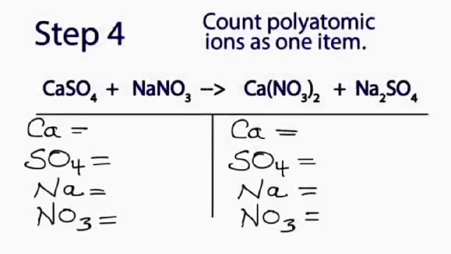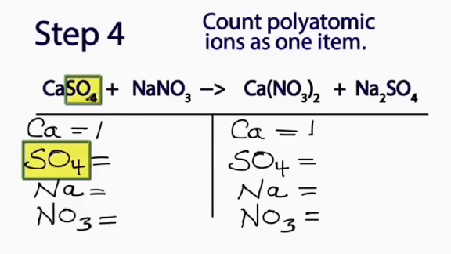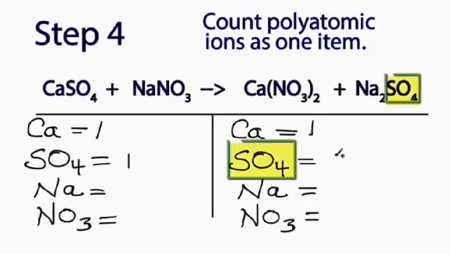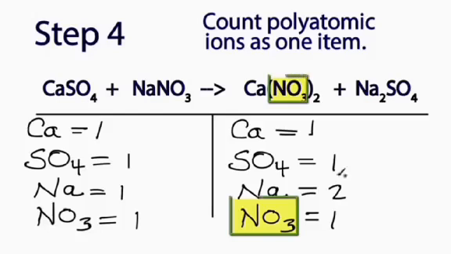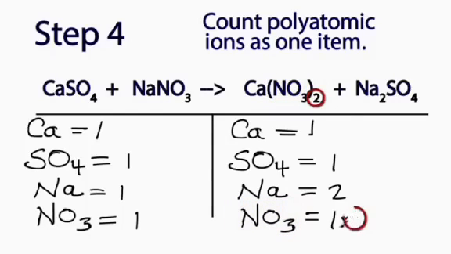So here is the equation and I've done accounting below. You can see I have 1 calcium here, 1 calcium over here. Then I wrote the entire SO4 as one thing, and I have 1 of those here and over here, and I have 2 Na on this side, and over here 1 NO3, but that 2 on the outside means I have 2 of them, so I have 2 NO3.